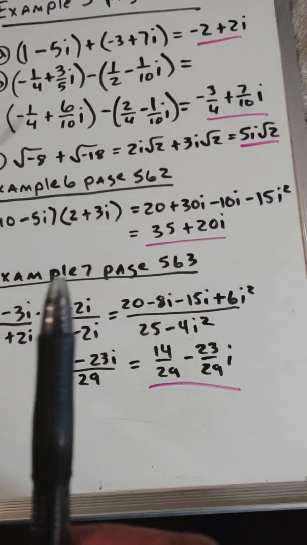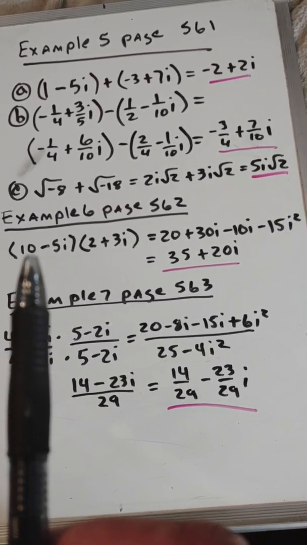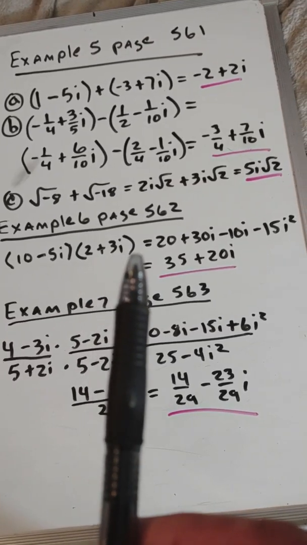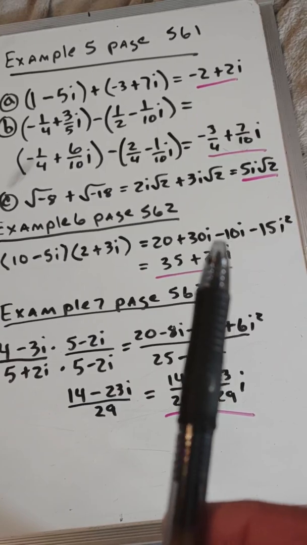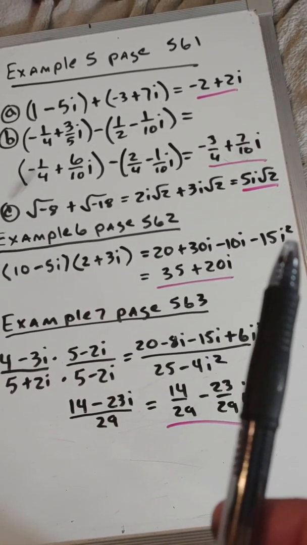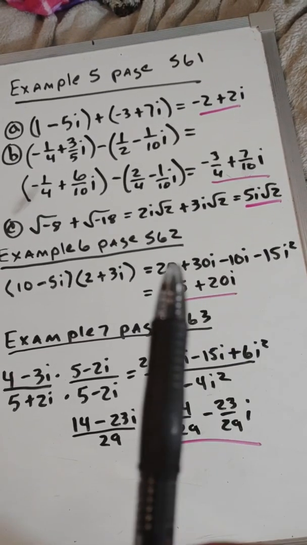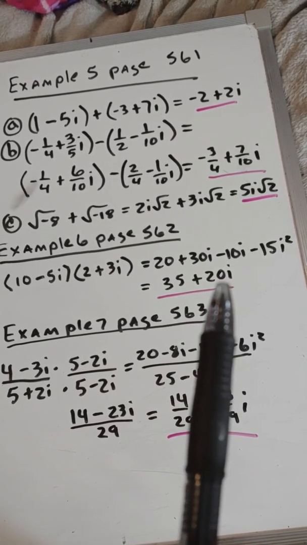Come to example 6, this is multiplication of radicals. Just do the same thing that we do with all binomials. 10 times 2 is 20. 10 times 3i is 30i. Negative 5i times 2 is negative 10i. Negative 5i times 3i is negative 15i squared. i squared is negative 1 times negative 15 is positive 15, plus 20 is 35. 30i minus 10i, 20i. Done.